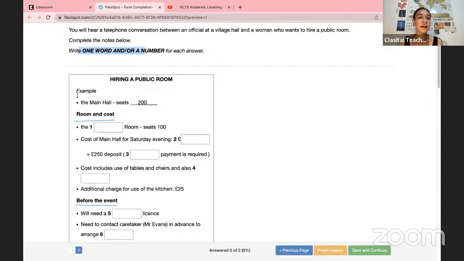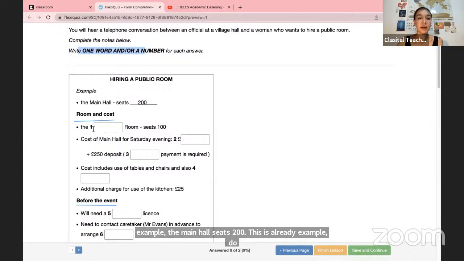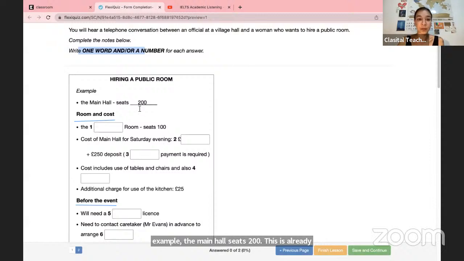Let's see. Example: the main hall seats 200. This is our example. The blah blah room seats 100. So I can assume that there will be a name or a noun. There won't be any adjective, there won't be any verb. It will be a name or a noun. Let's look at question 2.